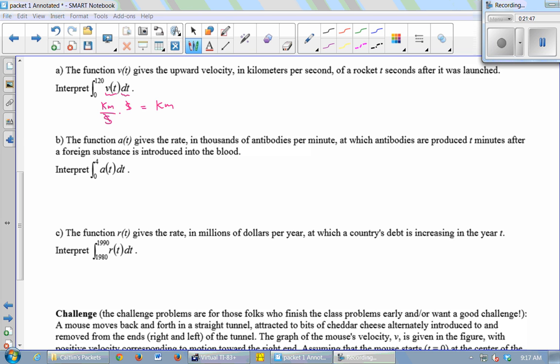So what do the 0 and the 120 represent? Seconds after launch, right? So this integral represents distance traveled in kilometers, 120 seconds after the launch of the rocket.